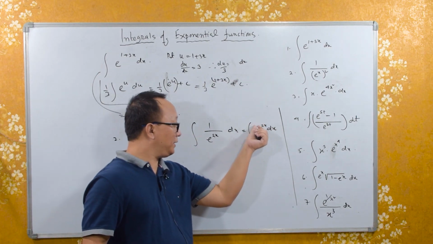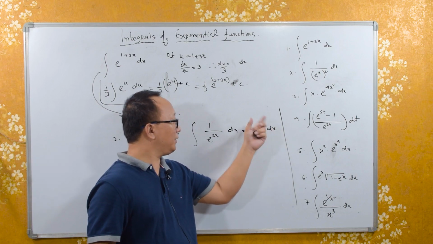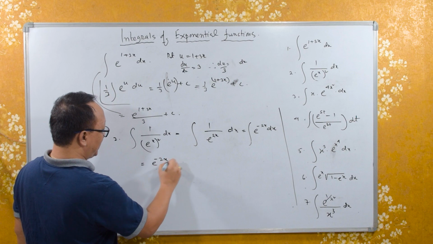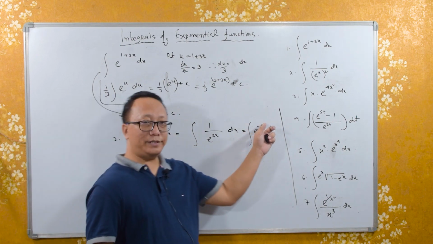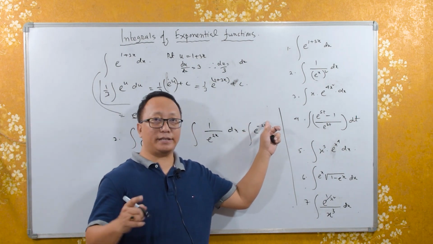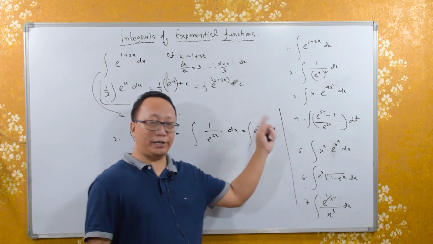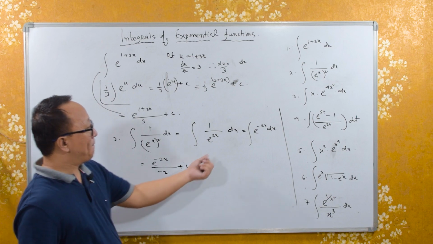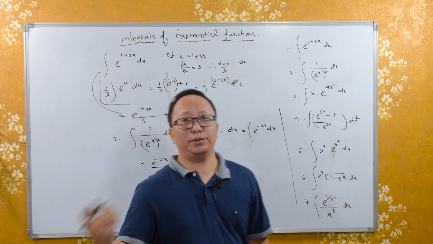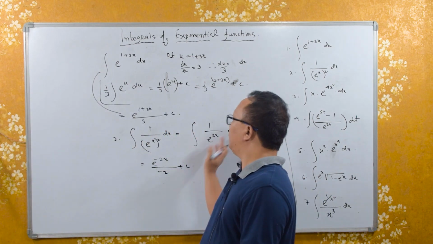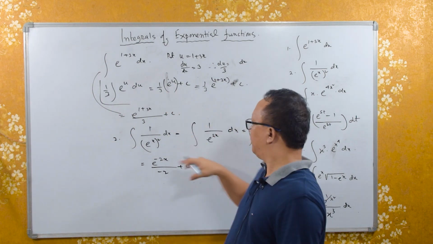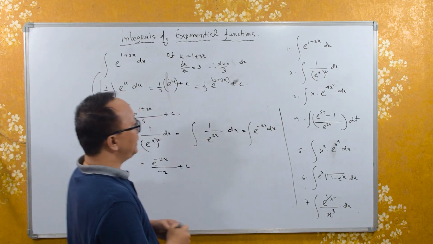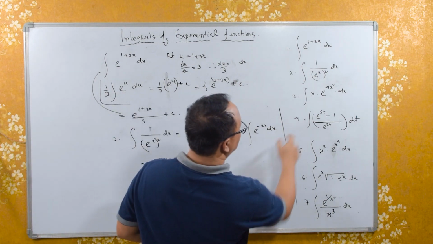You can put this as u, or you can directly integrate. Okay, e raised to minus 2x upon, differentiating minus 2x with respect to x gives minus 2, so minus 2, plus c. Or you can put minus 2x as u, differentiate it, and come back the same way. We can solve directly in this way also. Okay, here is another example.